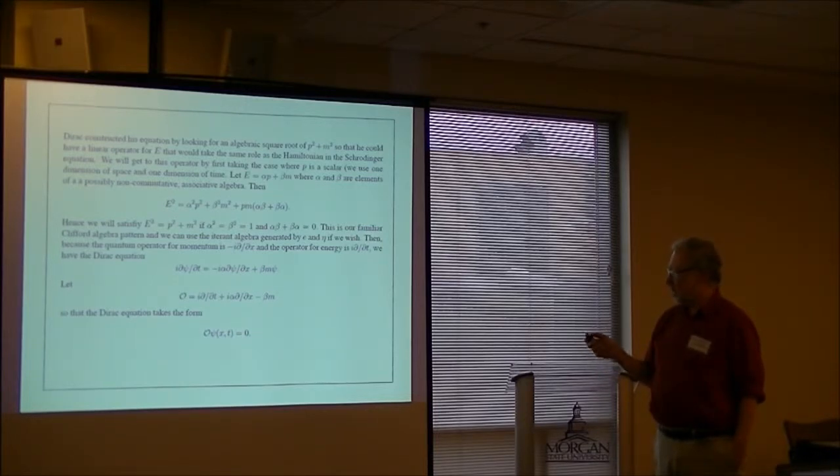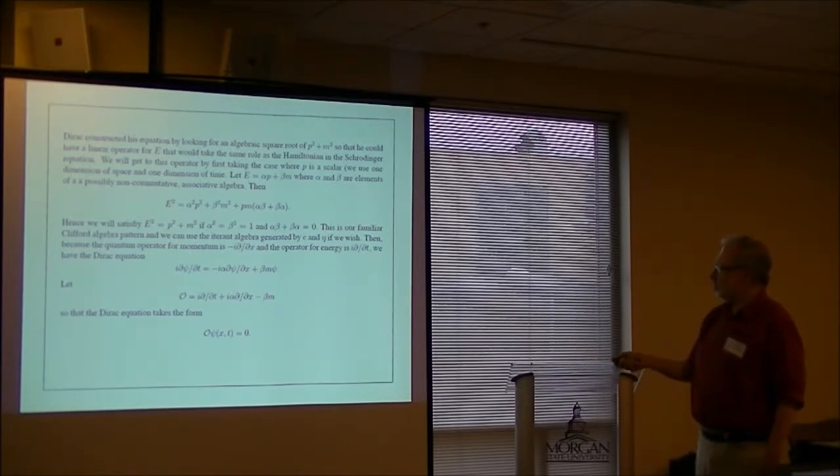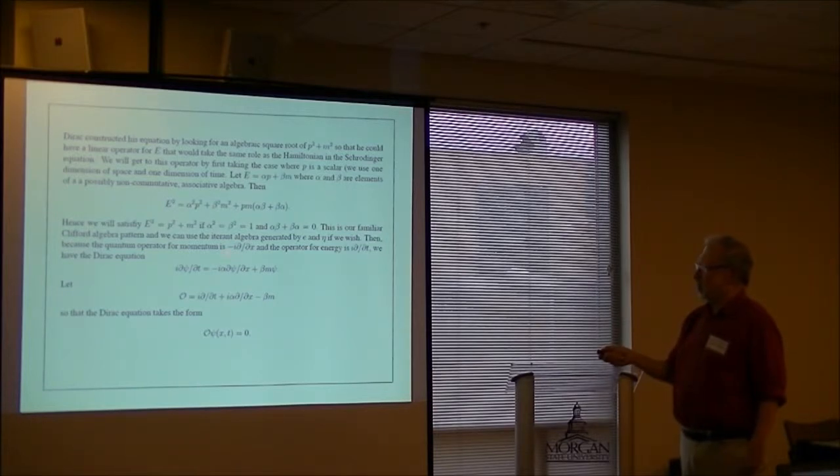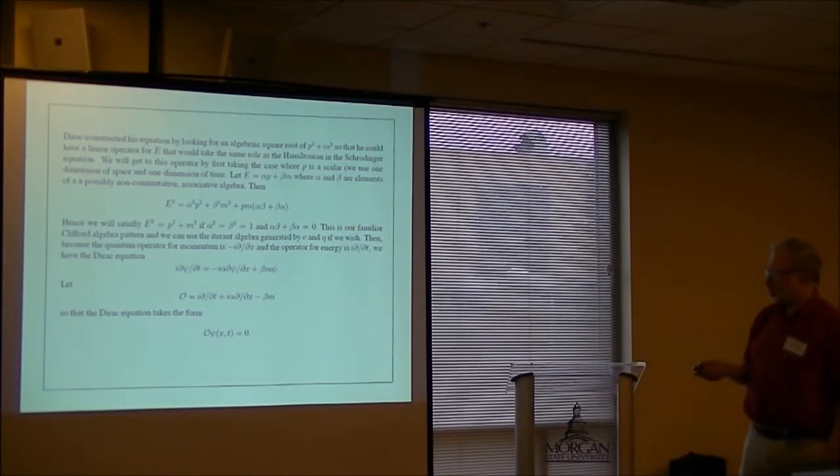And then if you combine that with, pardon the phrase, quantum mechanics, we associate with the energy the operator i d by dt, and with the momentum, the operator minus i d by dx. Remember, I set all my physical constants equal to 1. So then energy equals alpha p plus beta m becomes i d psi dt equals minus i alpha d psi dx plus beta m psi. That's the Dirac equation in 1-1.